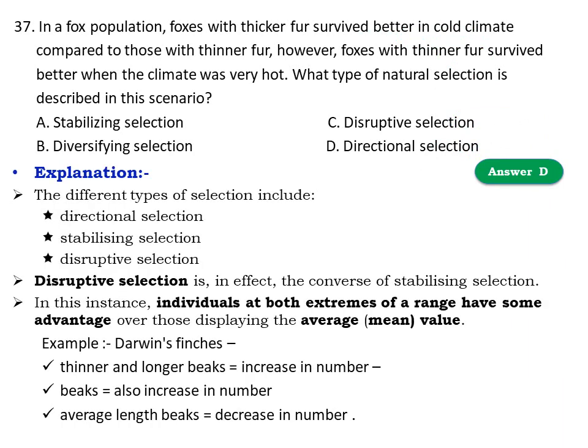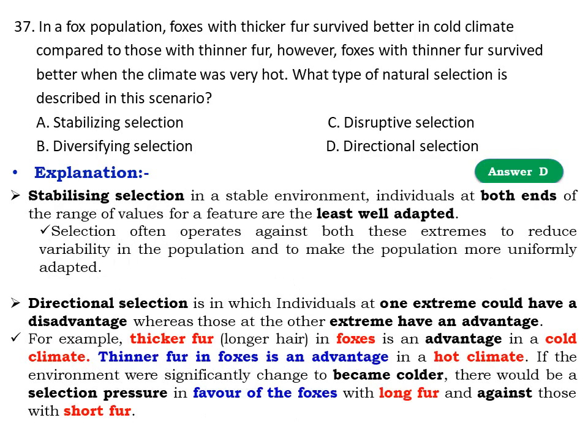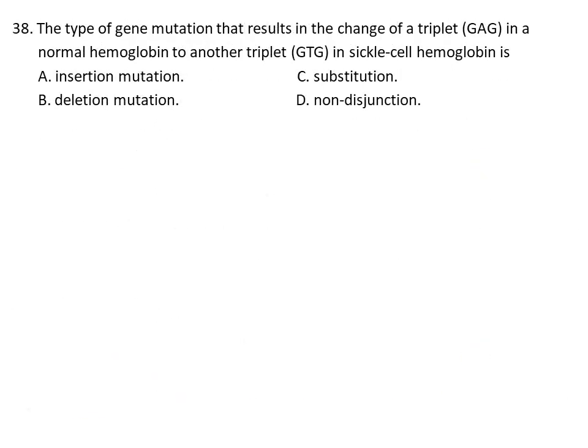There are three natural selection types: directional selection, stabilizing, and disruptive. As we know, disruptive means when both extremes have an advantage. Stabilizing is when the middle or average one has the advantage. Directional means when one side or one extreme becomes the advantage. Based on what we know in this question, the answer should be D.